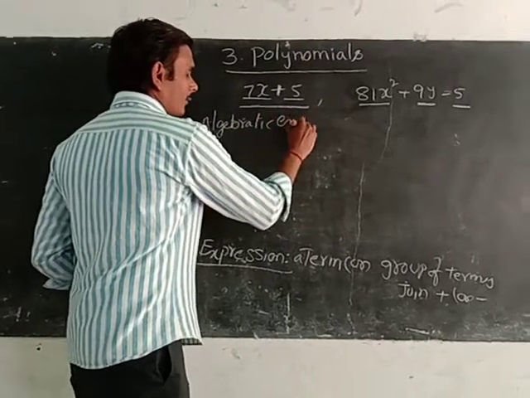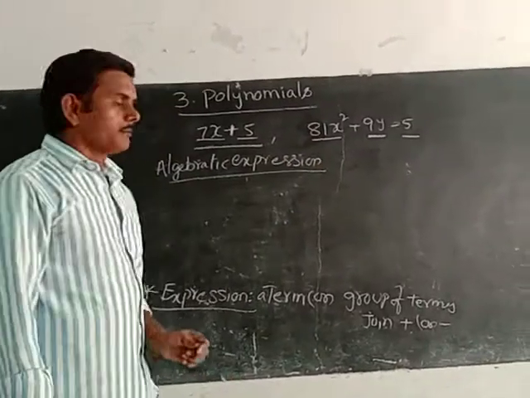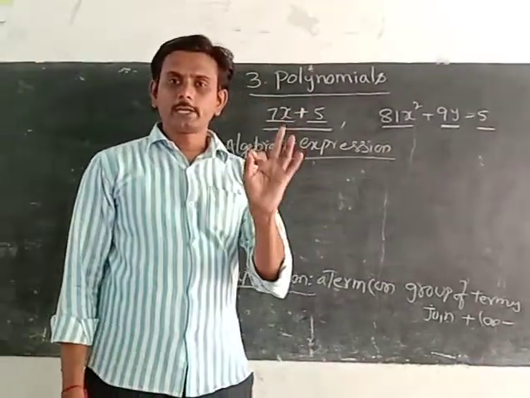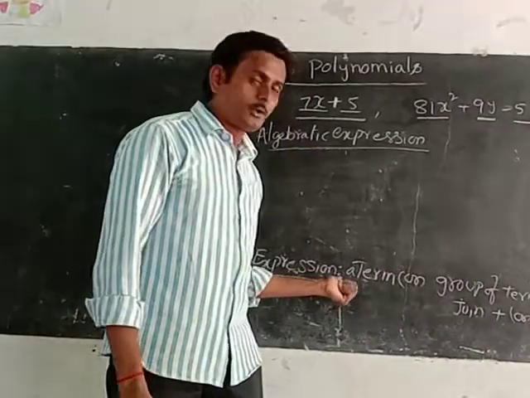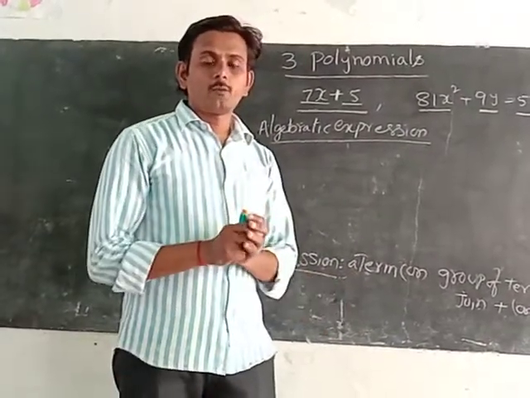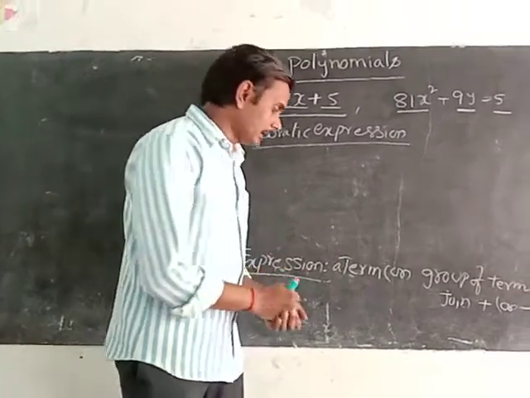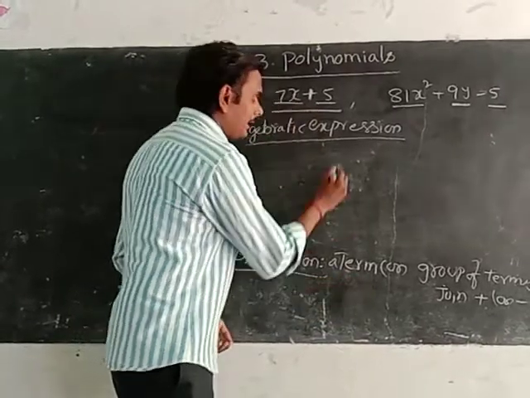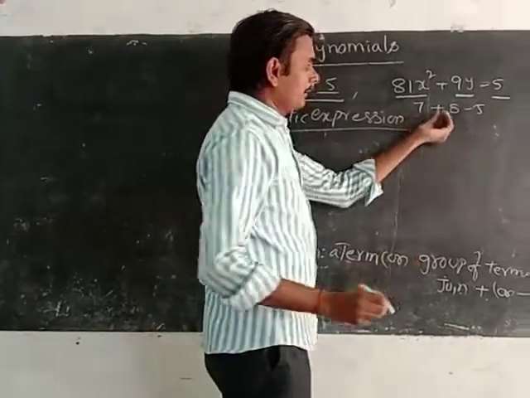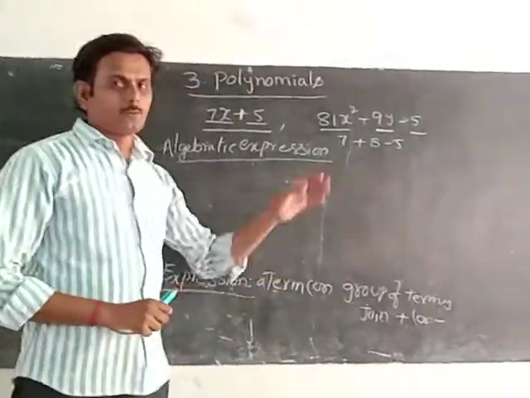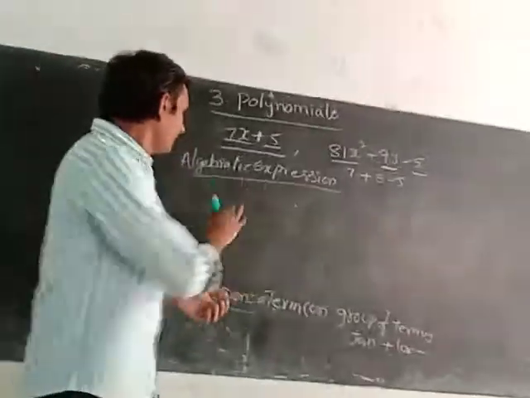Algebraic expression. What is the algebraic expression? Basically, expressions are of two types: numerical expression and algebraic expression. Whenever you write an expression that has only numbers, that is called a numerical expression. For example, we can write 7 plus 8 minus 5. Only numbers are there, so that is called a numerical expression. We don't need that one, but we want to know the algebraic expression.